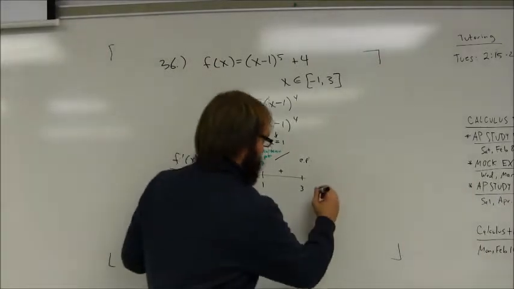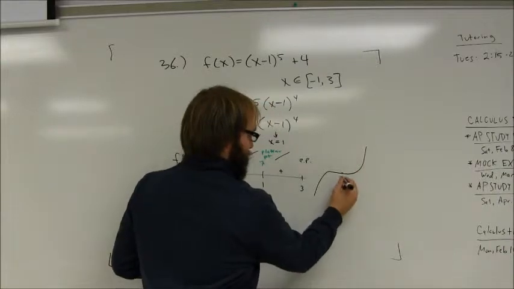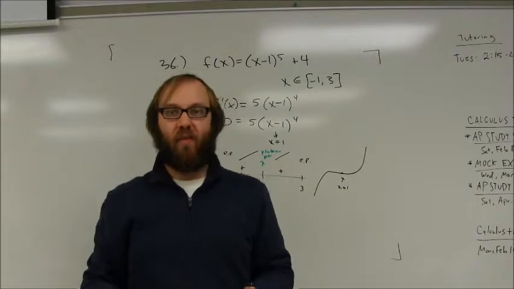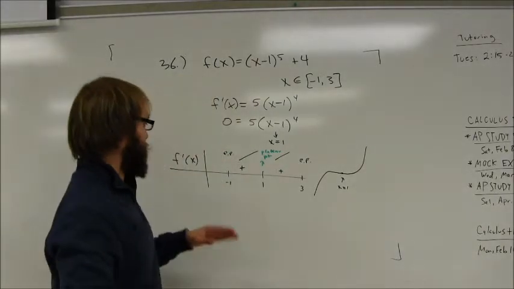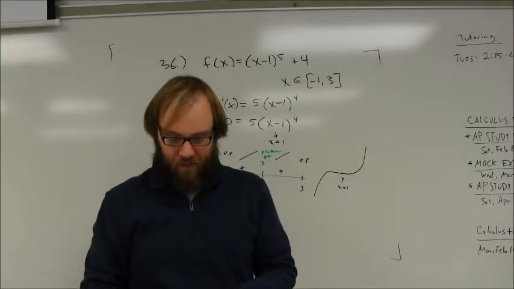The graph basically came through and it leveled out like this and then went back up again. And that was happening when x was equal to 1. And so we saw that point there. I think it was the point (1, 4), if I remember correctly. So that's the idea basically coming from the first derivative.